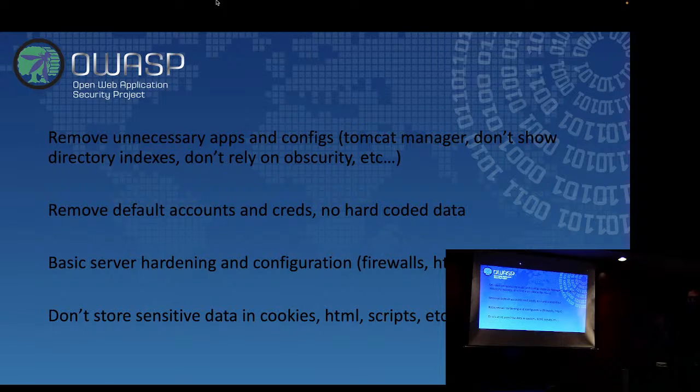Because it's numerous how many different ways a server could be misconfigured, and it just seems obvious. We don't really need great examples of that. So remove unnecessary apps and configurations like Tomcat Manager. Don't show directory indexes. Don't rely on any form of obscurity. Definitely remove any default creds, or definitely don't put any hard-coded creds. If we want an example, there's a certain state that had put hard-coded stuff into HTML and thought that was okay. Nobody can read this, it's in the mysterious code. Just press F12 and oh God, you're a hacker.